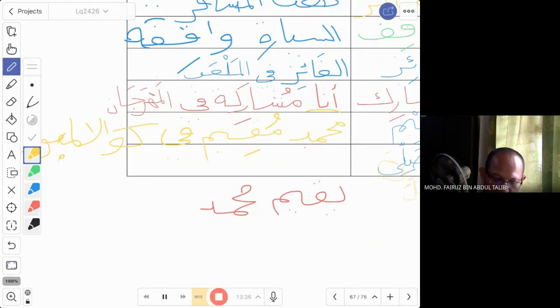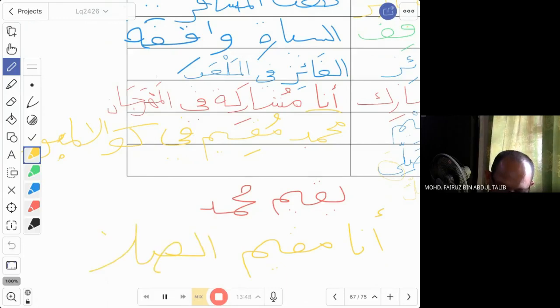Muhammad muqim. You can also say performing something, performing salah. For example, I say, Ana muqimu as-salah. You have this word in the Quran, muqimus salah. So when you see this, it means performing. So I am performing the salat. So that is another meaning.